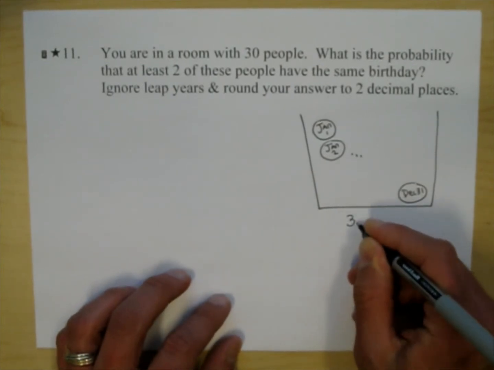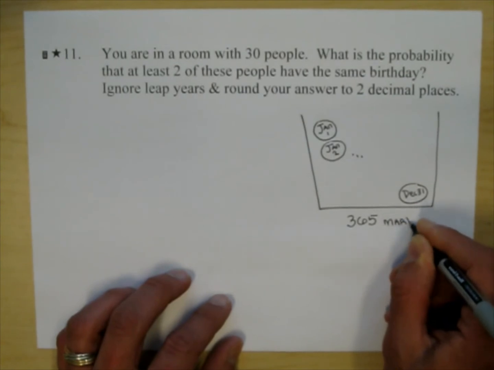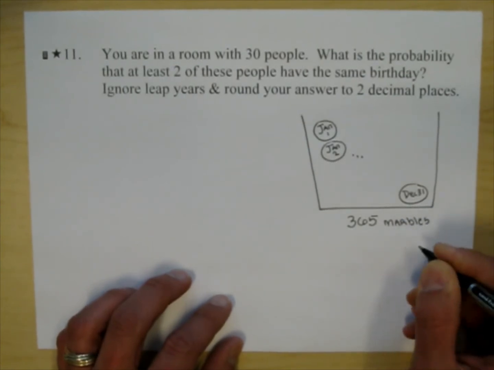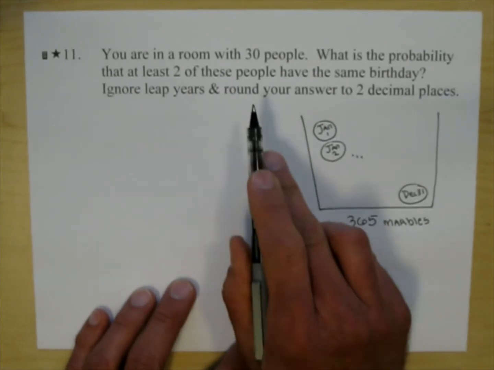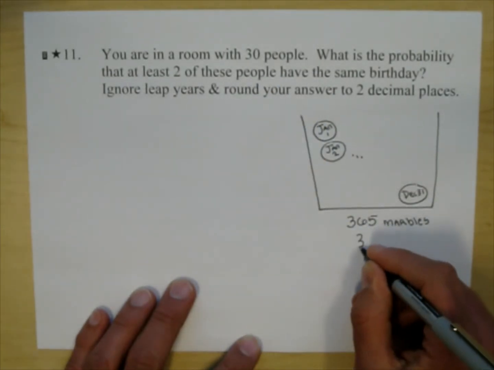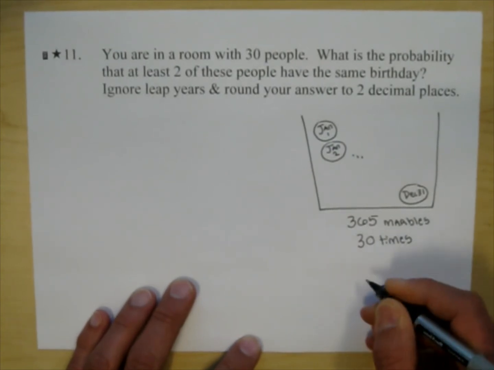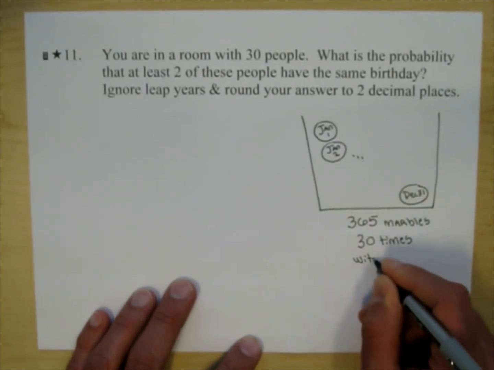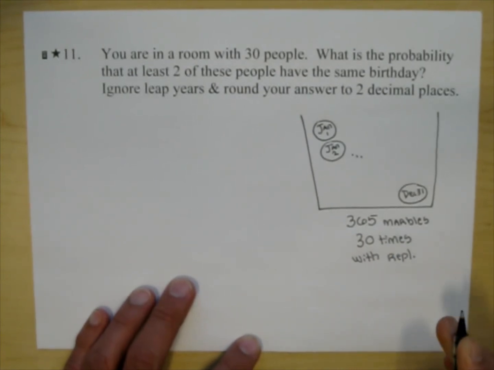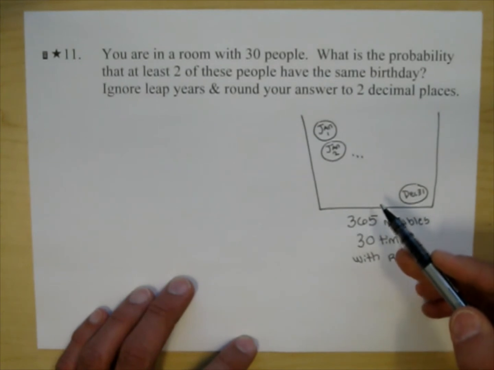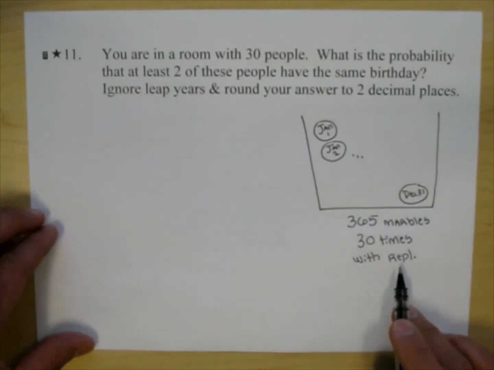There are 365 marbles in the box. We are going to pull marbles from this box 30 times. And this will be with replacement. With replacement because 2 people can have the same birthday, like an April 5th and an April 5th. And so that's how we're going to approach this problem.